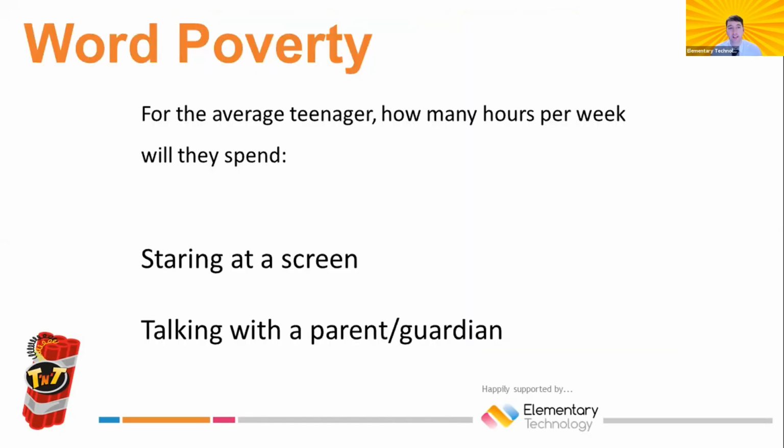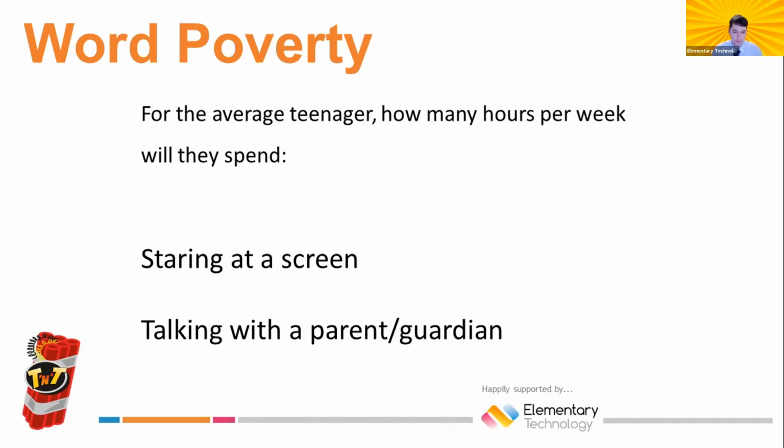So here's something for you to think about. The average UK teenager in a school week, how many hours per week will they spend staring at a screen? Whether that's their phone, a television, a laptop, computer, or something like that. We're not including school time here, so if they're looking at an interactive board or something, that doesn't count. But how many hours per week will they spend? Okay, now the answer is apparently the average is 55 hours, which is really quite scary.